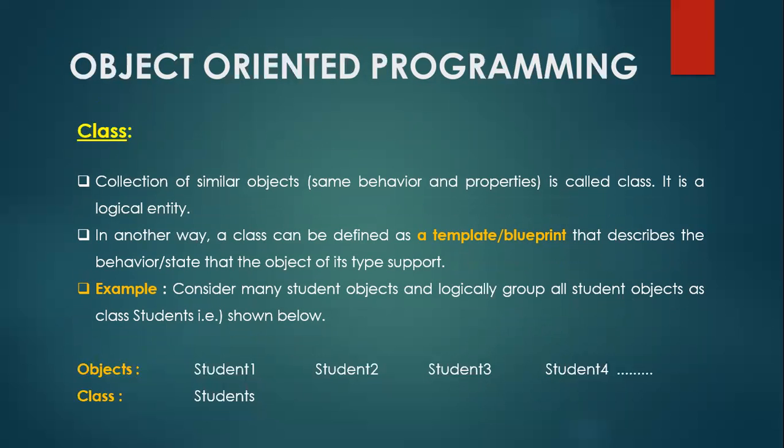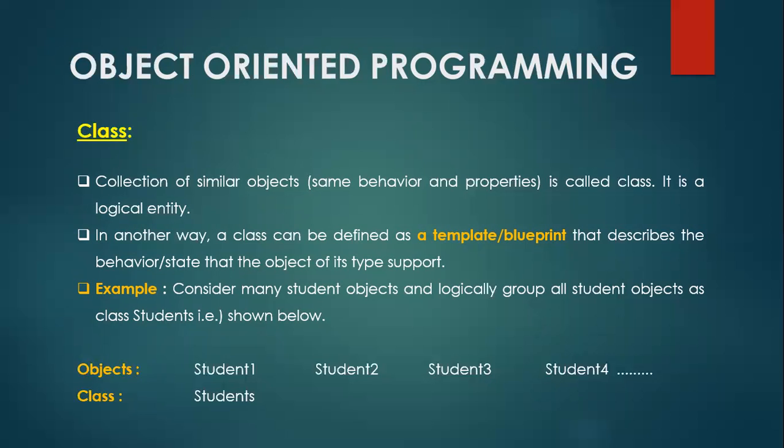For example, I have taken a few objects. The objects are nothing but students. Student 1 is an object, student 2 is another object, 3 is another object, 4 is another object, and so on. All these objects have properties like name, ID number, year of study, course, etc. Similarly, all these objects have some specific behavior like reading, learning, listening, talking, etc.